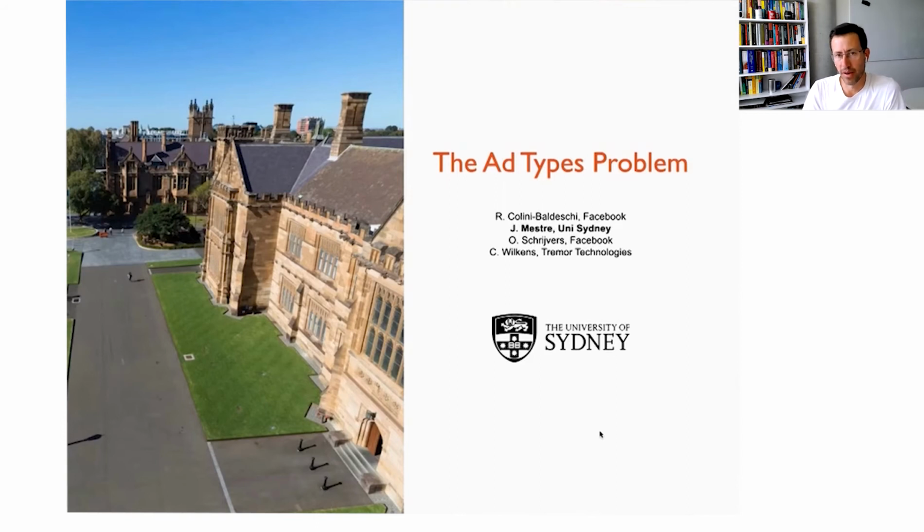The title of the paper is The Ad Types Problem, and it's a new framework for online advertising in the context of user-generated feeds.